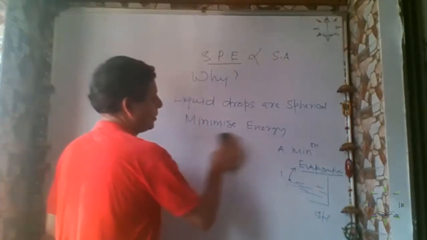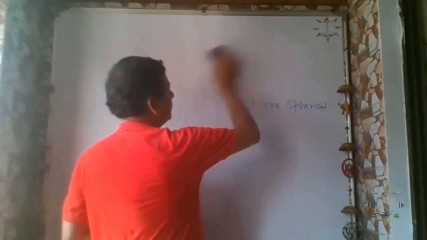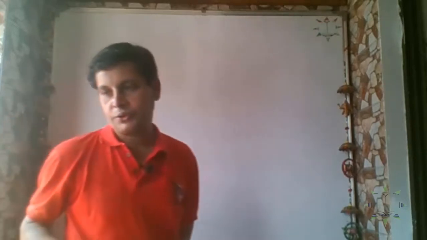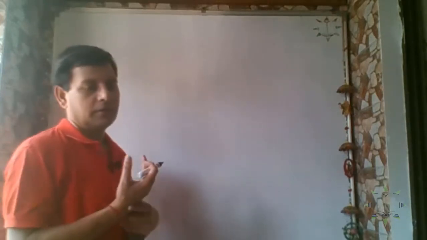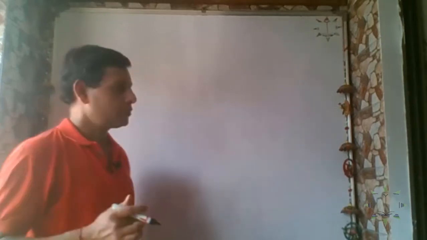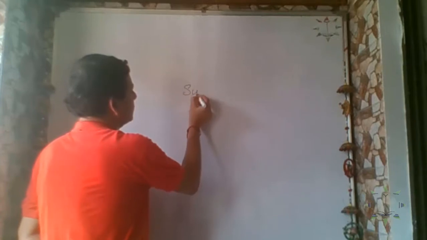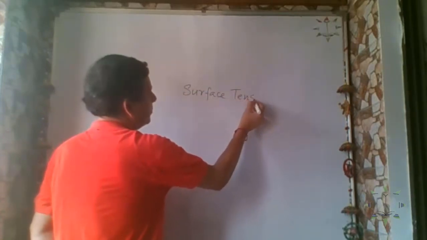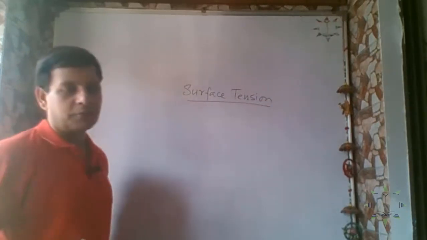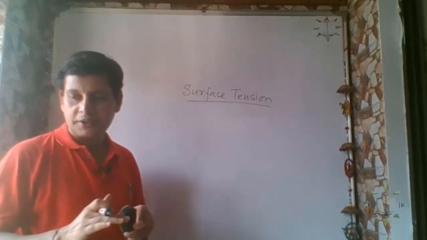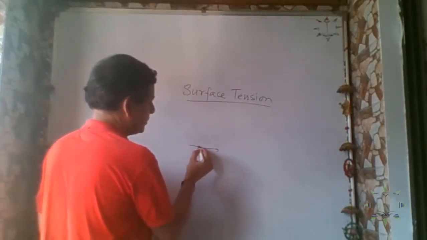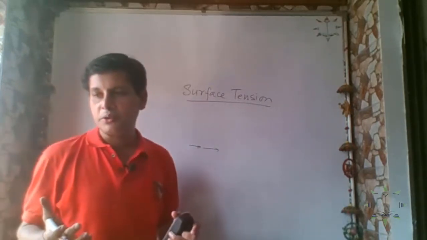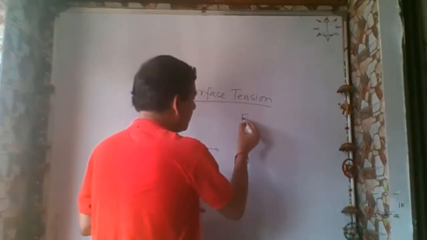Okay. Now we come to surface tension. What is surface tension? Surface tension is the hypothetical, imaginary force acting parallel to the surface, per unit length, in order to contract the surface area. It is not a force. Its unit is not Newton. It is force per unit length.